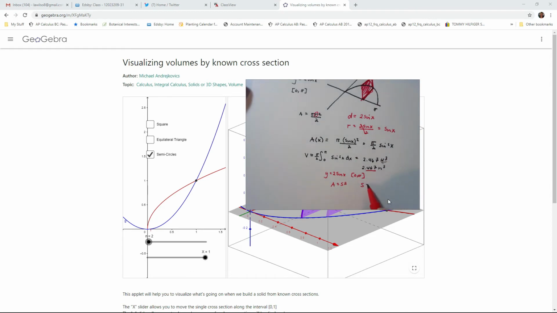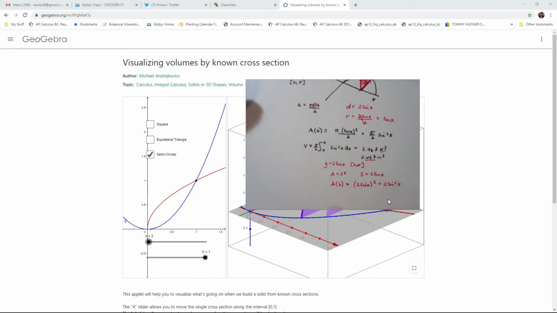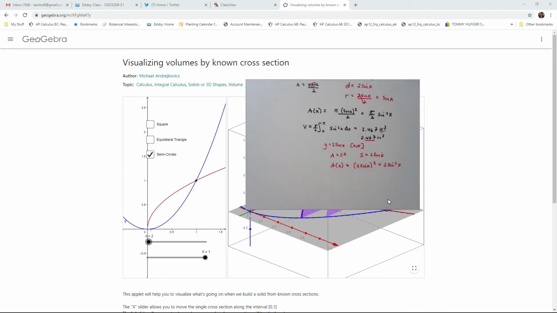So a side is 2 sine of x. Now rewriting this in terms of x, A of x is equal to side squared, right? And you could write this as 2 sine squared x if you want to, because you're not going to do anything special with it since your calculator is going to do all the work. So we would say that the volume is equal to the integral from 0 to pi. I can pull the 2 out front and do sine squared of x dx.